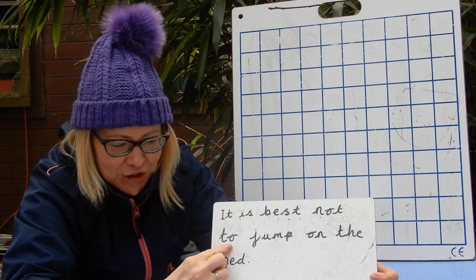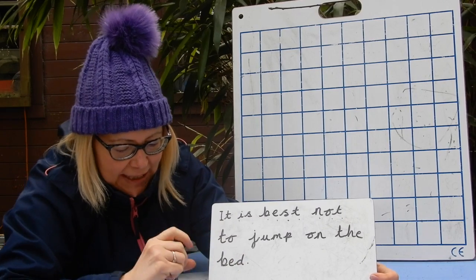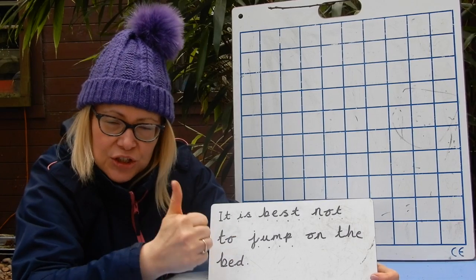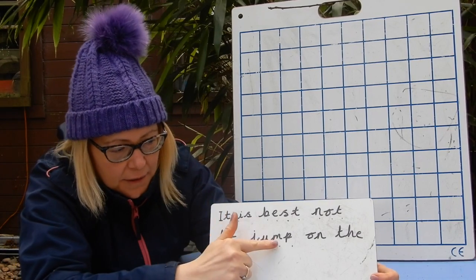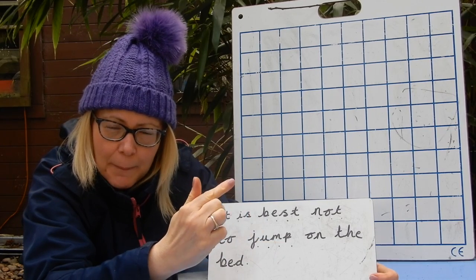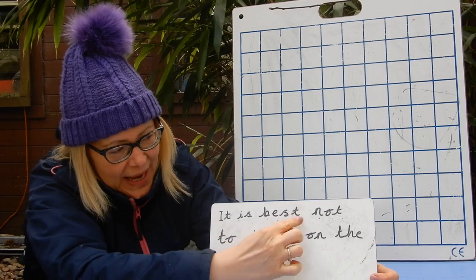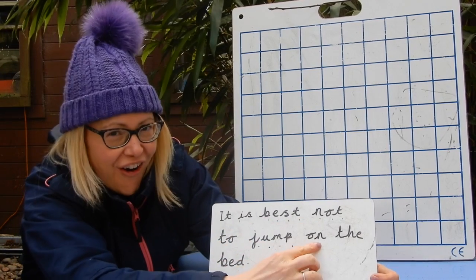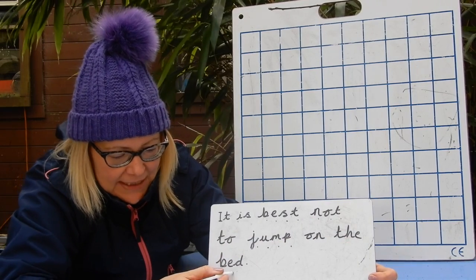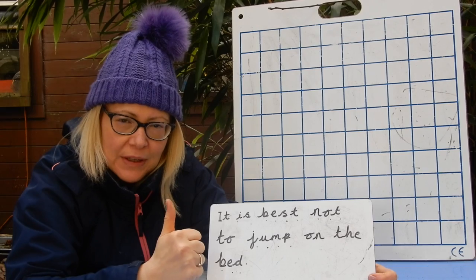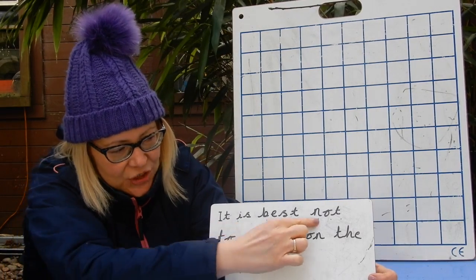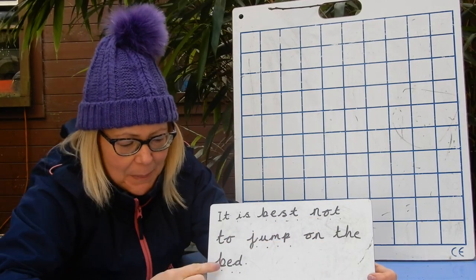We know this word, to. 4 sounds here with this one. J, a, m, p. Jump. It is best not to jump on the, we recognise that. 3 sounds here, nice easy one for you. Bed. It is best not to jump on the bed.